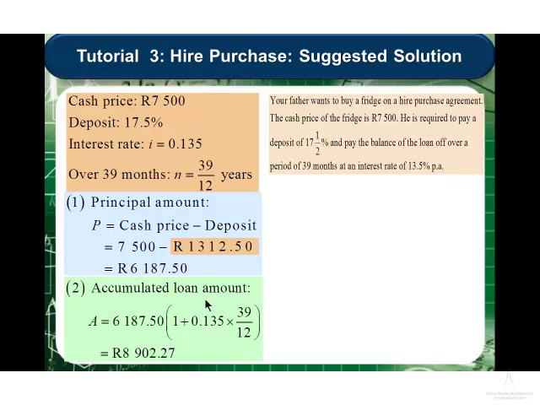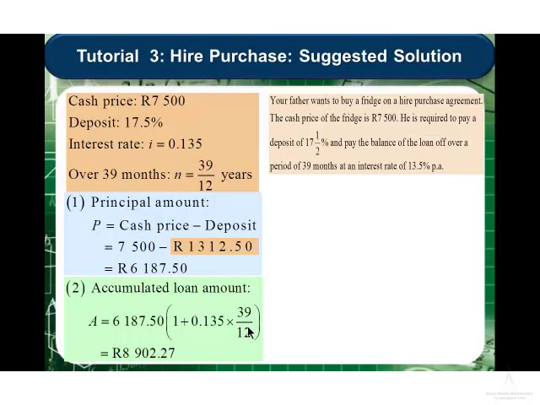In part 2, we have to now calculate the accumulated loan amount. So this amount A will be given by the principal amount that we have just calculated, multiplied by 1 plus the interest rate times, of course, the number of interest periods.